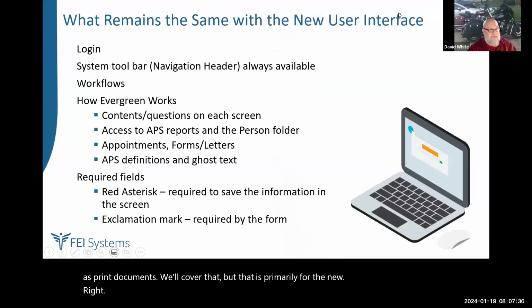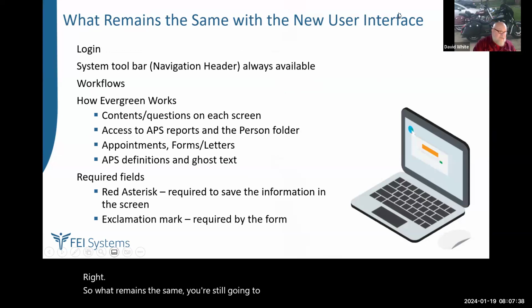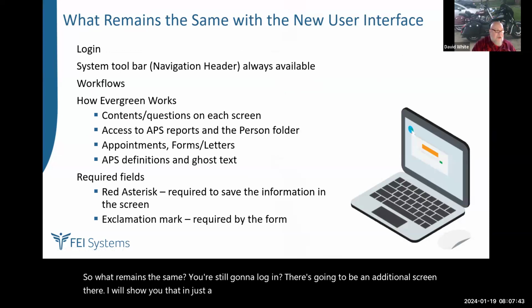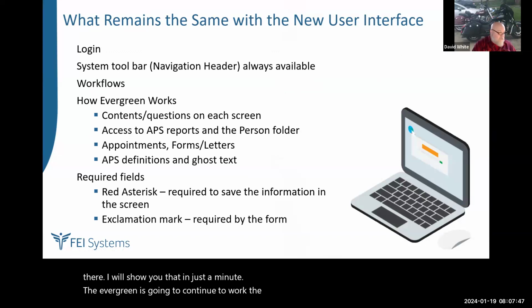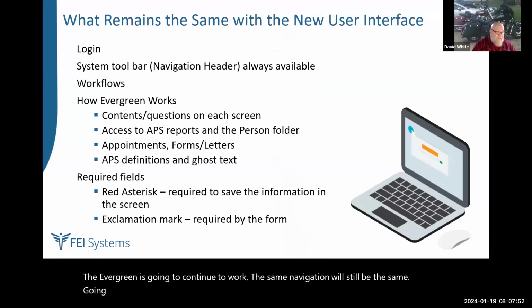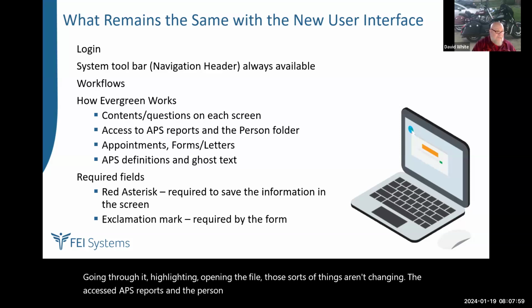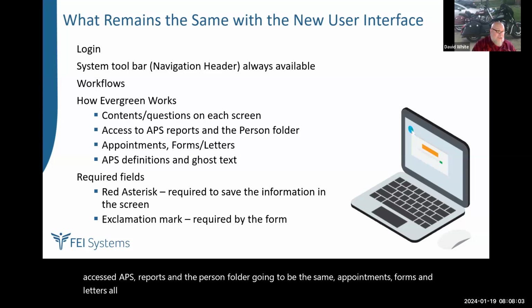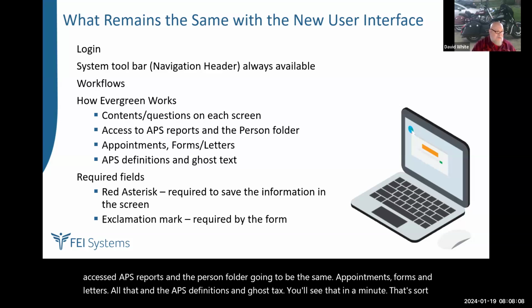So what remains the same? You're still going to log in. There's going to be an additional screen there. I will show you that in just a minute. The Evergreen is going to continue to work the same. Navigation will still be the same, going through it. Highlighting, opening the file, those sorts of things aren't changing. The access to APS reports in the person folder is going to be the same. Appointments, forms and letters, all that. And the APS definitions in Ghost Text, you'll see that in a minute. That's sort of that shade I was talking about.